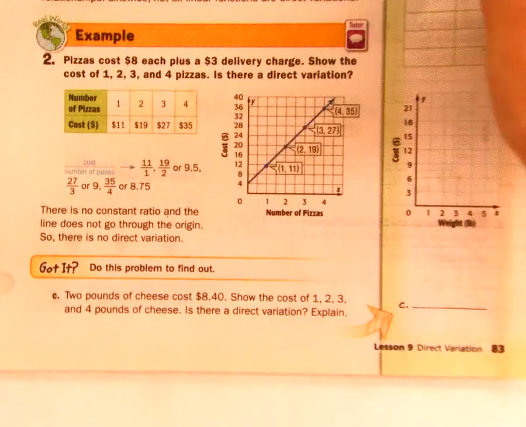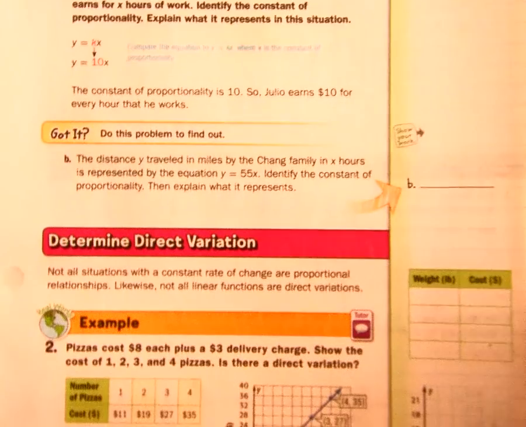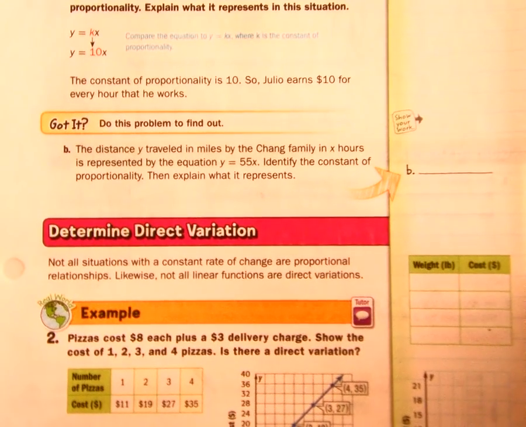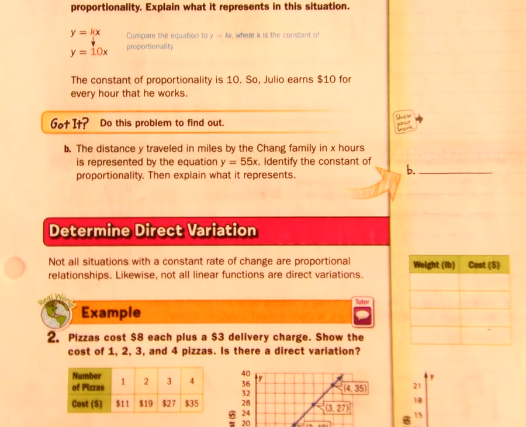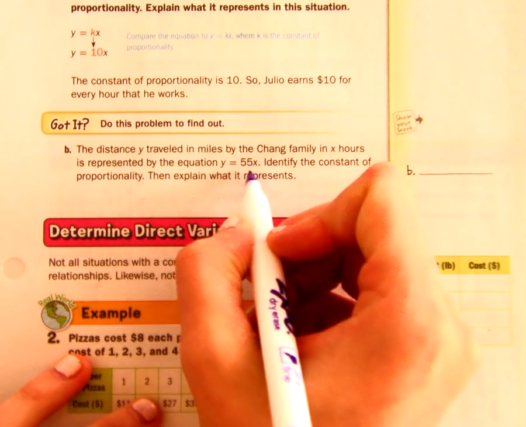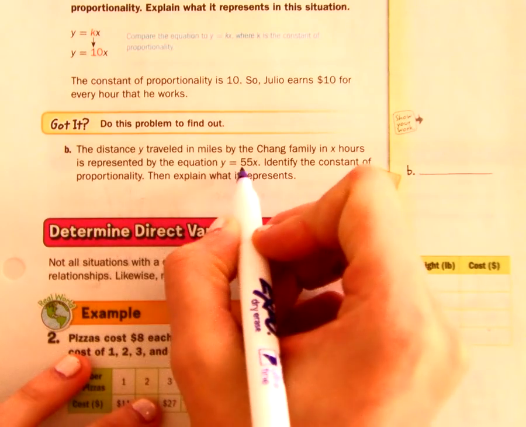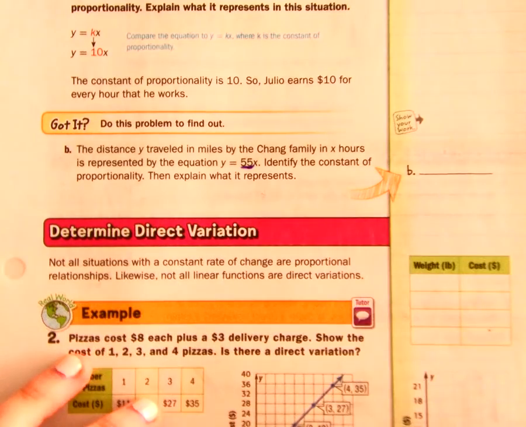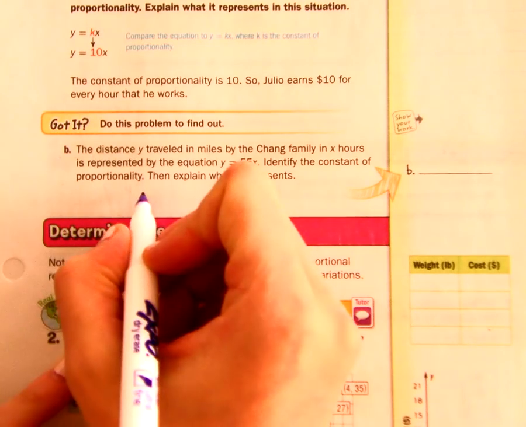Okay, if we look at example B. The distance y traveled in miles by the Chang family in x hours is represented by the equation y equals 55x. Identify the constant of proportionality, then explain what it represents. Again, our equation is y equals k times x, and k is always our constant. So when we look at our equation, y equals 55x, we know that our constant of proportionality is 55 because that represents our k value.